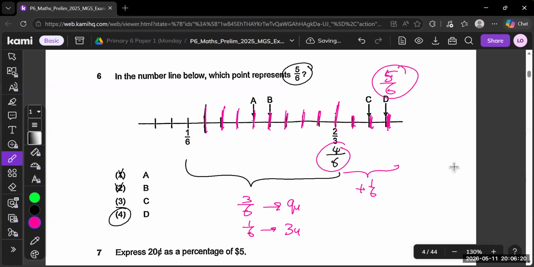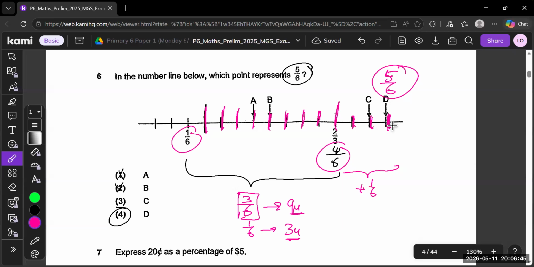So what is the lesson here? The lesson is that when you see a number line, you must count the lines. If you don't count the lines, you can't get the answer. So you count. There are 9 units, which is 3 over 6. How do you get 3 over 6? You take 4 over 6 minus 1 over 6 to get the difference. And the difference is 9 units. Then 1 over 6 is 3 units.